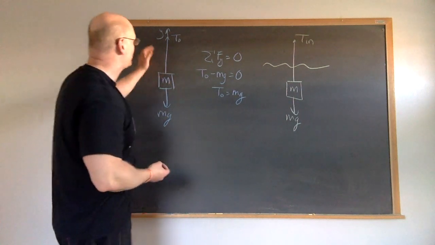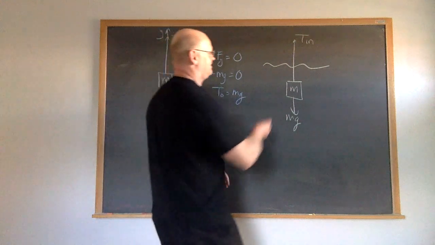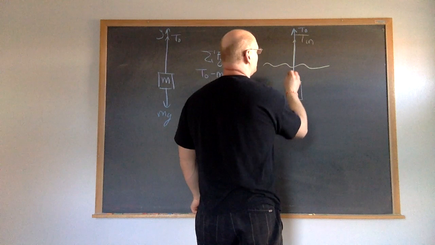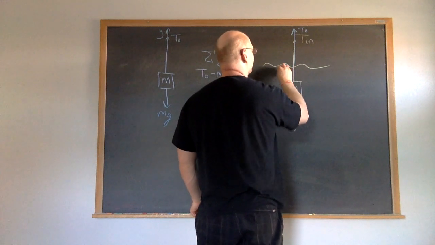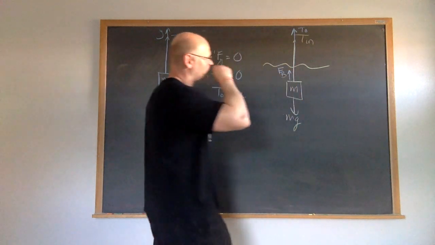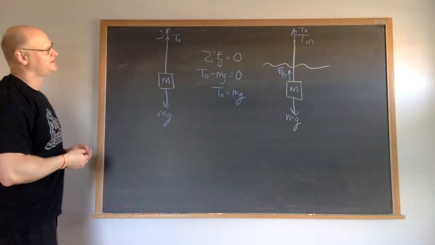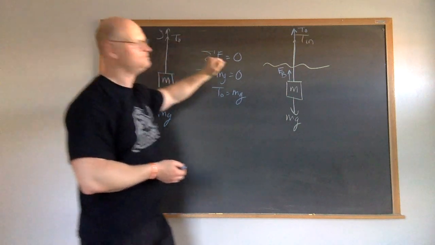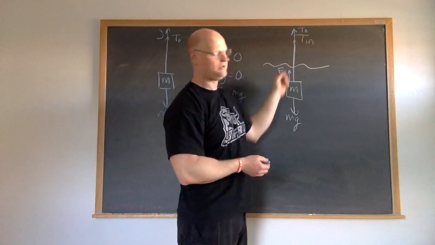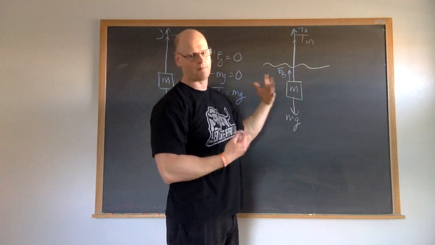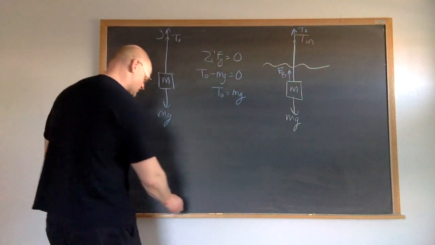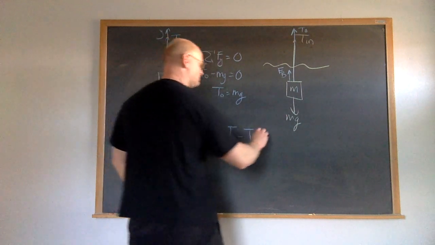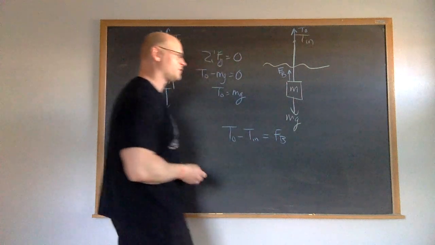So if I look at the free body diagram in this case, I would still have this T out this way, but then I also have a buoyant force acting on it this way. So here's my buoyant force, which basically means what? If I want to know the buoyant force, I'm simply going to take the tension out of the fluid minus the tension in the fluid, and that is going to give me my buoyant force. So let's write that down. The tension out of the fluid minus the tension in the fluid must be equal to the buoyant force.